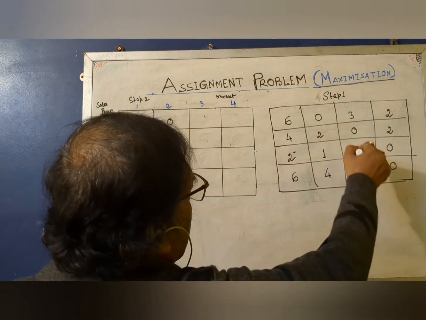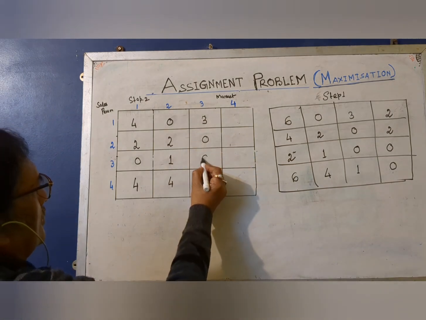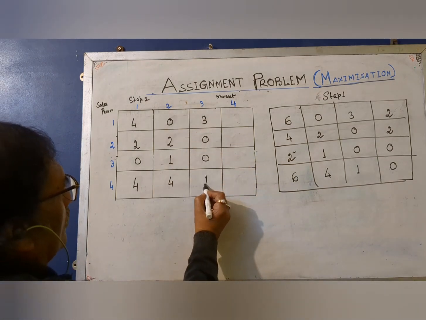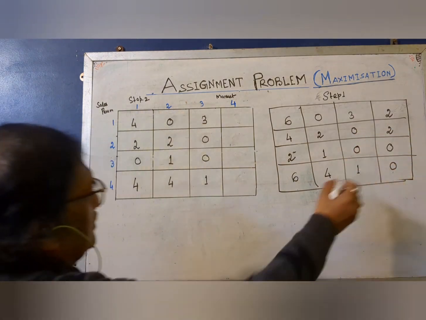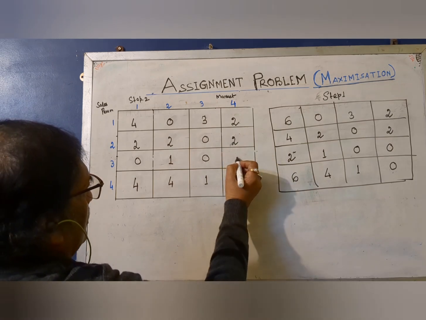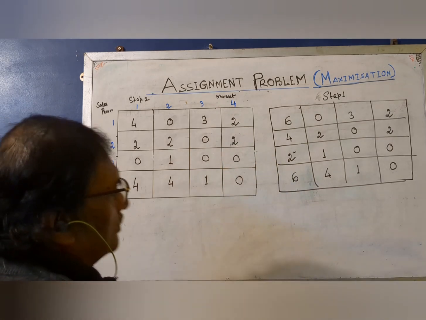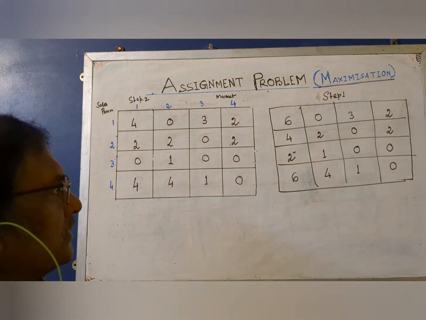Again, the lowest element is 0 for this column. That's why it will remain the same. 3, 0, 0, and 1. The final column, the fourth column, again, the lowest element is 0. That's why it will not change. 2, 2, 0, and 0. So row operations and column operations have been completed.